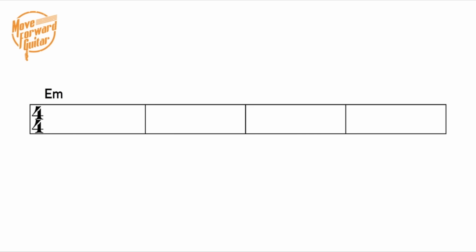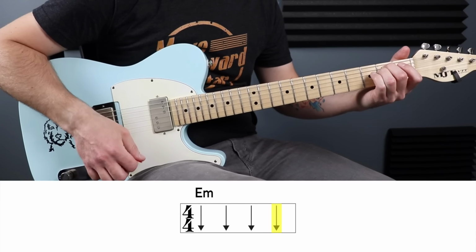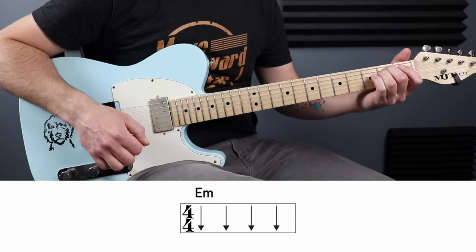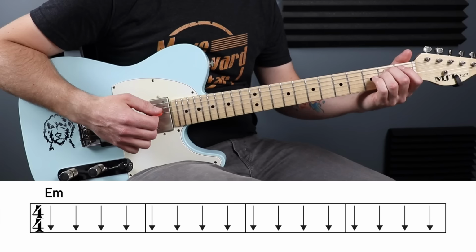But if we were going to play this E minor for quarter notes, we would strum down 4 times, and each of those strums would represent a quarter note. And then if we wanted to repeat that for 4 bars, we would strum down 4 times per bar, which would give us a total of 16 strums.